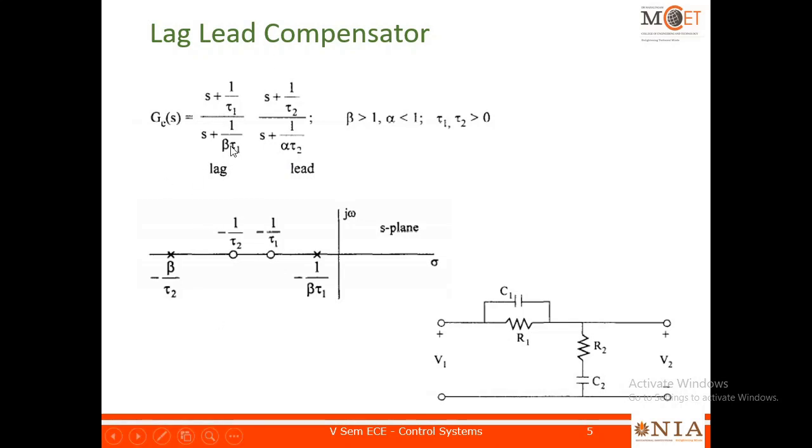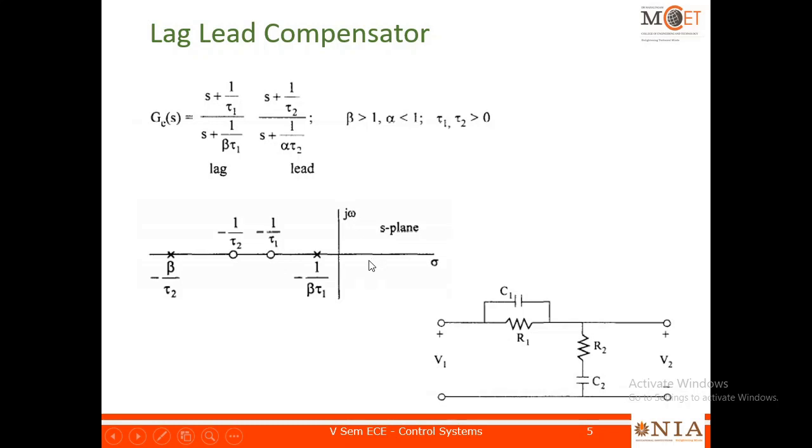But alpha and beta cannot be independent. Okay, they cannot be independent. So there has to be some relationship. Let us take it as alpha into beta is equal to 1. That means alpha is equal to 1 by beta. So you can see that actually this should be 1 by alpha tau 2, am I right? But instead of 1 by alpha, they have given it as beta. Okay, there should be some relationship between alpha and beta. So this is how the pole 0 locations will be for the lag lead compensator.